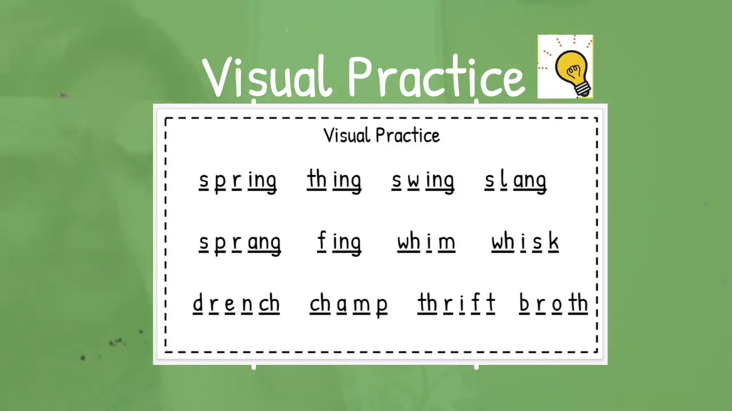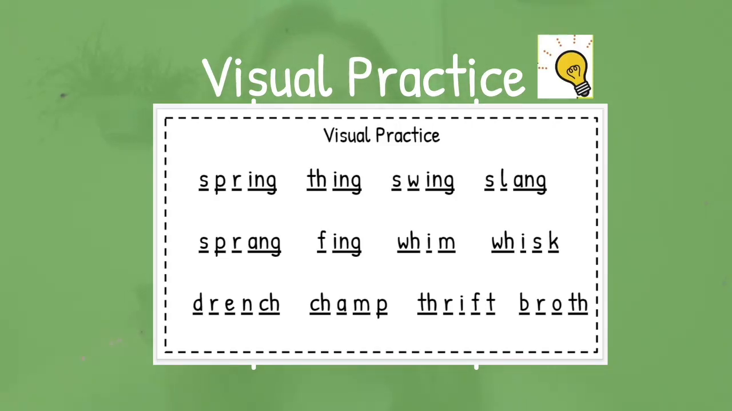I see wh like whistle. I see ch, like chair, th like thumb. Okay, some of those digraphs that we've been working on, like th, wh, and ch, you see that those sounds can be at the beginning of words and they can also be at the end.